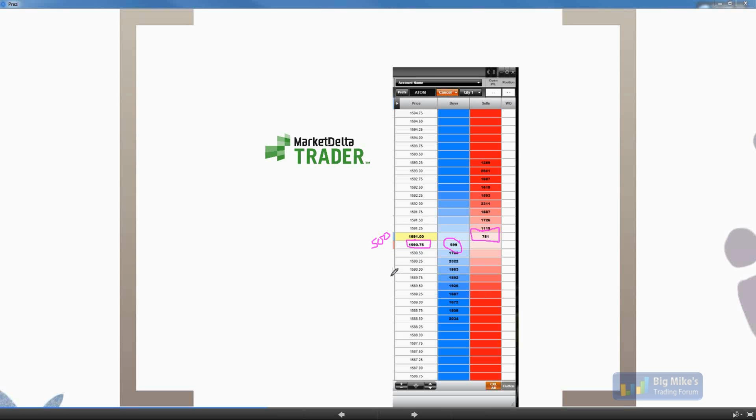Now this might be elementary to some, and it might be advanced for others, and it might be somewhere in between for the others. But what matters is if you don't know how you're able to gauge aggressive players based on where a price is bid or offered, then everything else is more difficult. So let me get rid of some of these drawings for us.